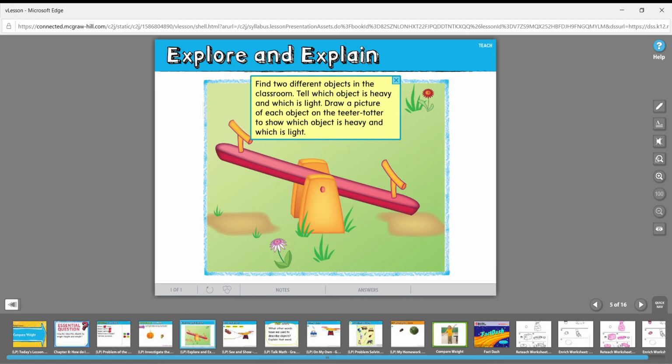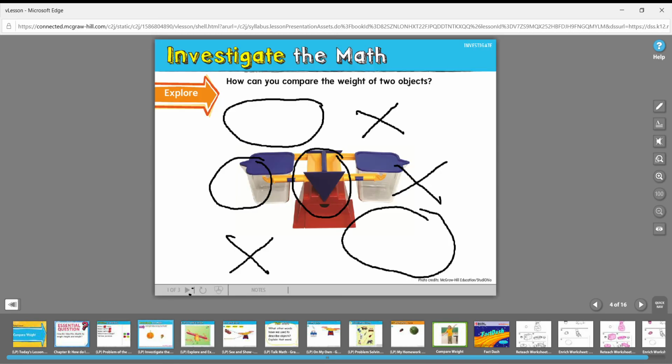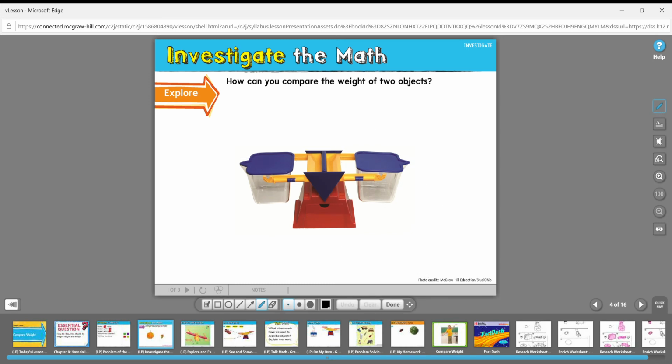Then you are going to draw a picture of each object on this teeter-totter to show which object is heavy and which is light. Okay, so the first thing you want to do is remember that that teeter-totter is like this balance scale. Remember how we talked about the balance scale and how if something is heavier, it makes the scale go down on that side?